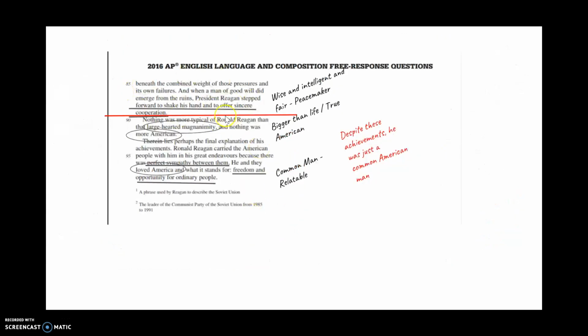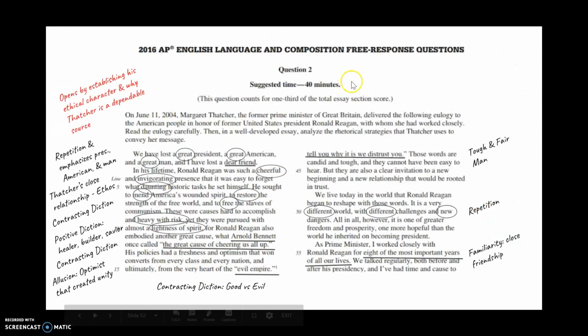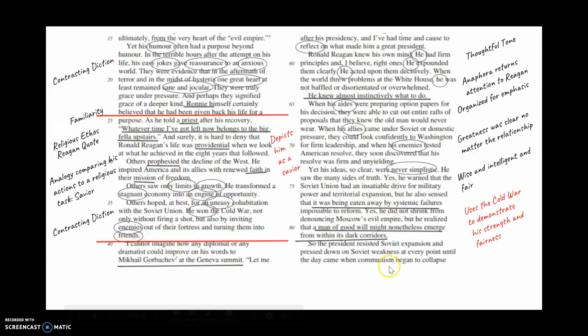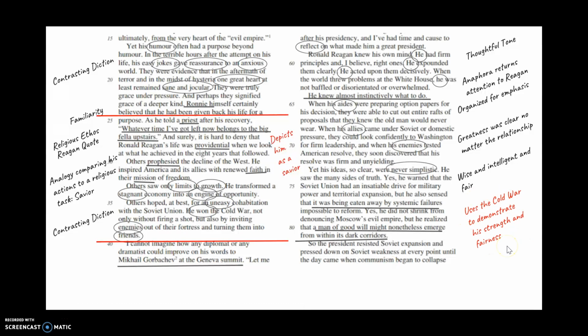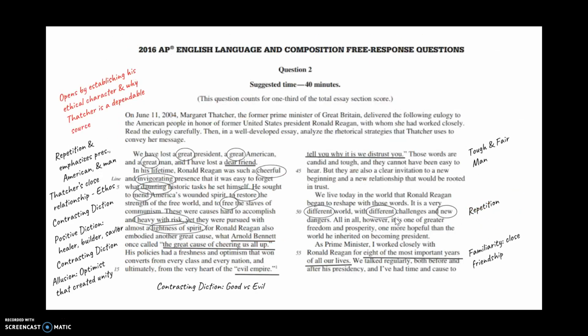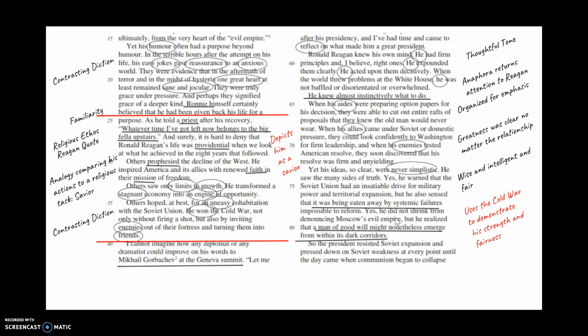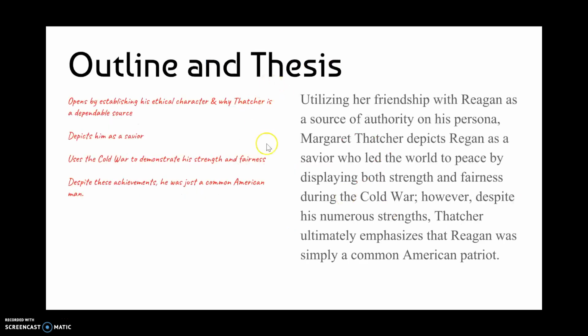Then our next shift comes here, and therefore we have a lot. It goes from here to here, all the way through here. And essentially what she's doing is she uses the Cold War to demonstrate his strength and fairness. And in the very last section that's much shorter, she explains despite these achievements, he was just a common American man. So remember, after you've done your annotations, you need to go through and divide it into 3 or 4 sections and identify what she's doing in each of these sections. Then you'll be able to compile these into a thesis.